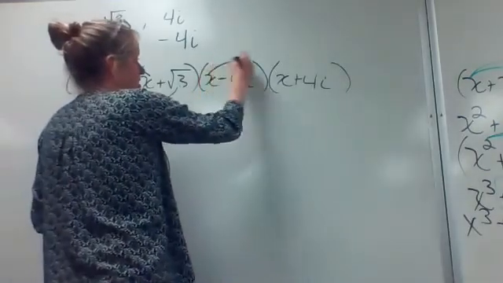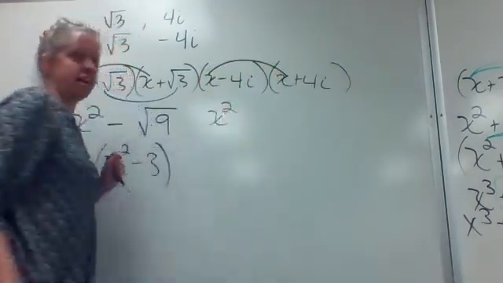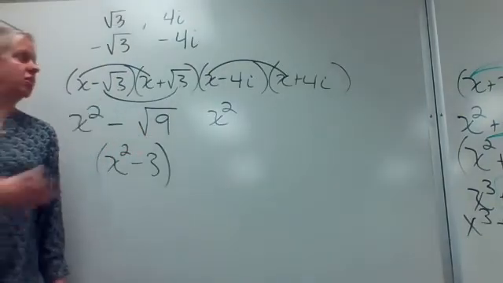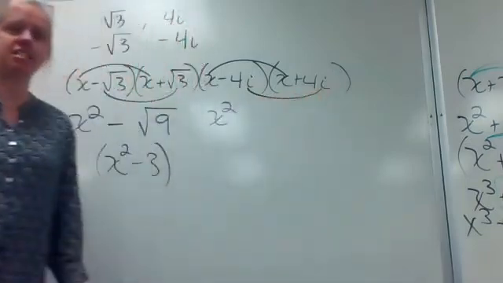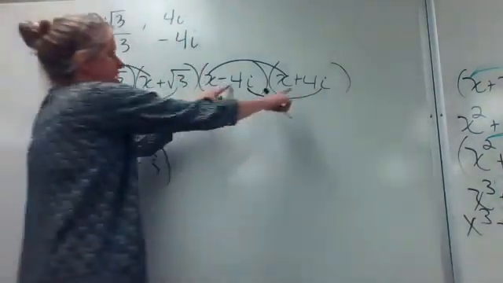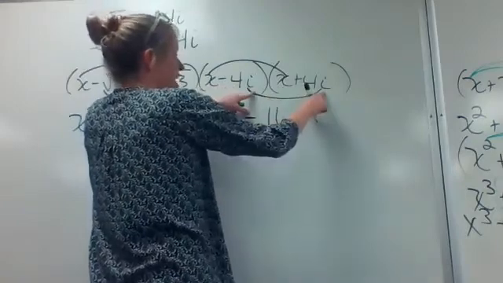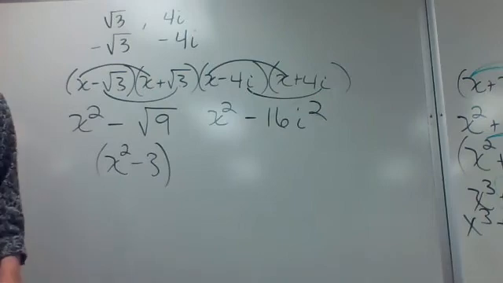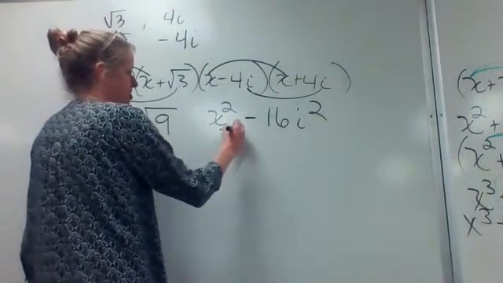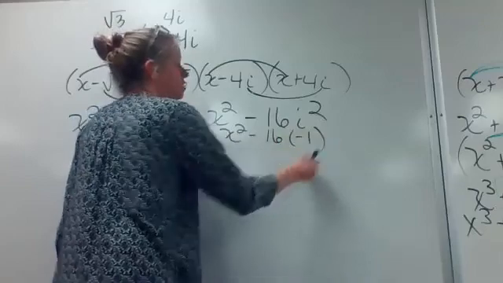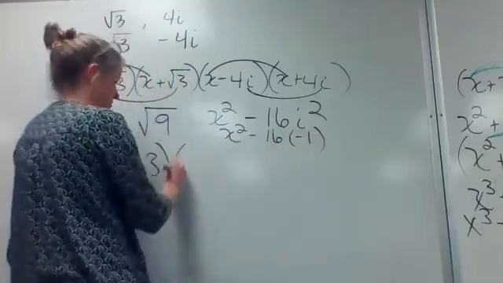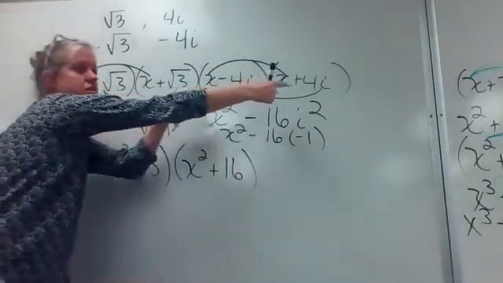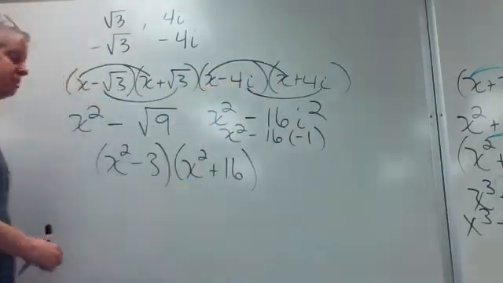Same thing over here. x times x, x squared. Since they're conjugates, I'm going to skip my outer and inner and jump straight to my last, which is negative 16i squared. And what's i squared? Negative 1. So this really says x squared, that turns into plus 16. So we've done those. Now we just need to multiply their results.